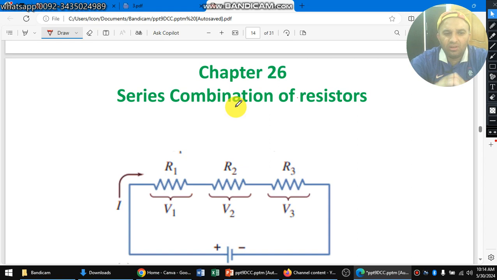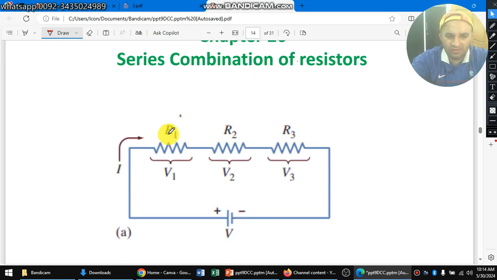In the series combination, the resistors are connected end to end. You can see that the right end of the first resistor R1 is connected to the left end of resistor R2, and the right end of resistor R2 is connected to the left end of resistor R3. The right end of the last resistor is connected with the negative terminal, and the left end of the first resistor is connected to the positive terminal. So this is the series combination of resistors.